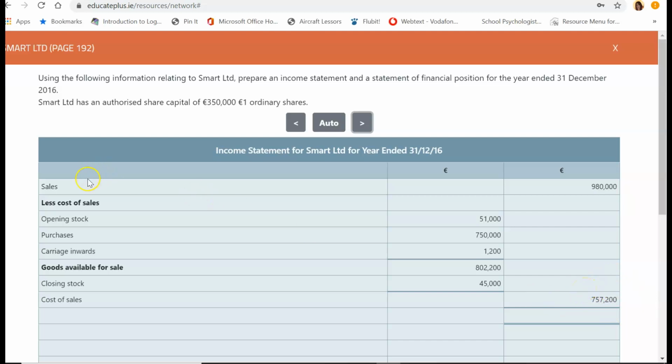Now, remember what the headings are. Sales, less cost of sales, which means that we do sales, 980,000 minus the cost of sales to give us 222,800 to be our gross profit. Make sure you've got gross profit written in there.